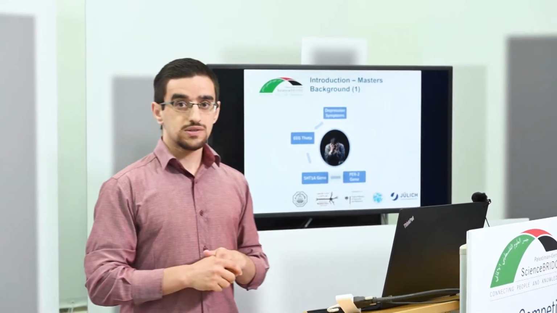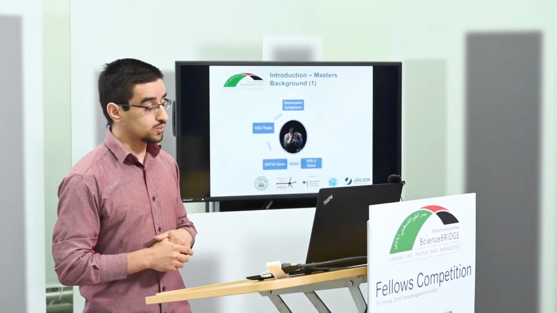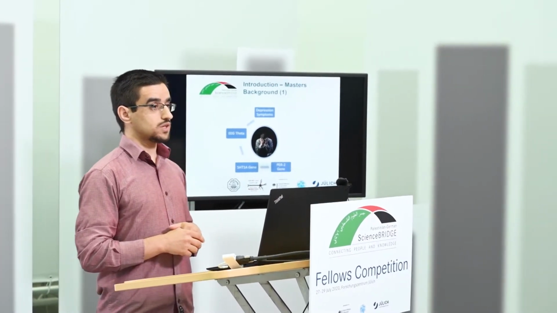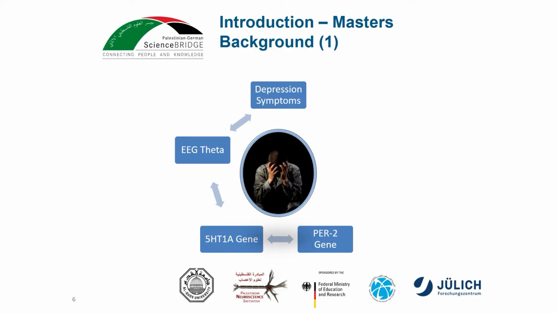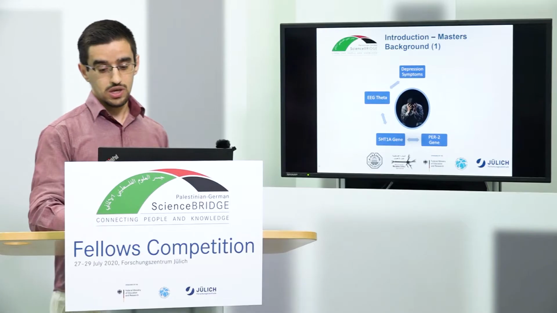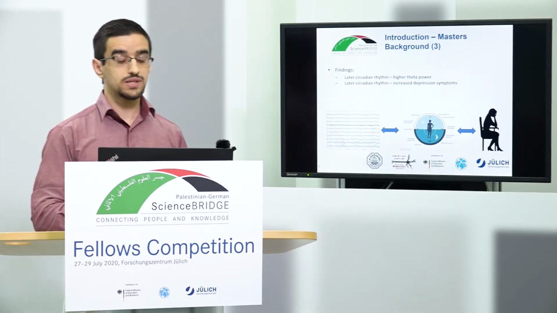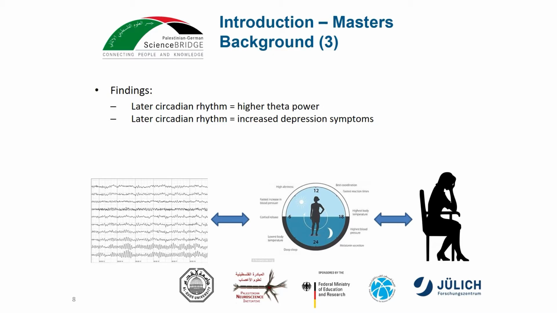In my master's, I studied some of these factors. I studied depression symptoms in healthy controls. We also looked at brain functionality as evident in the EEG theta wave, and at the serotonin gene 5-HT1A, which represents serotonin activity, and the period 2 gene, which represents the biological clock rhythmicity. In a nutshell, we found that later circadian rhythm is correlated with higher theta power in the brain and with higher depression symptoms. We could not find anything for the genotypes we studied.